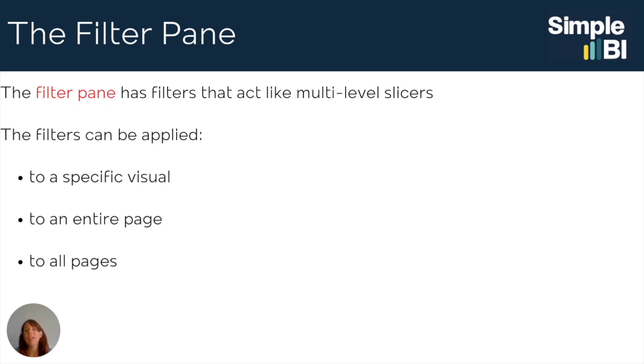Now, the filter pane functions similarly to slicers. It contains filters that allow you to filter report visuals at 3 different levels: for a specific visual, for an entire page, or for all pages in the report. The filters you see in your pane were selected by the report author and will remain there unless the owner changes the report. Let's go into Power BI Service and start exploring how to apply these filters.